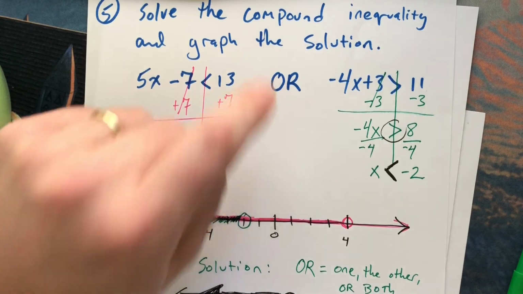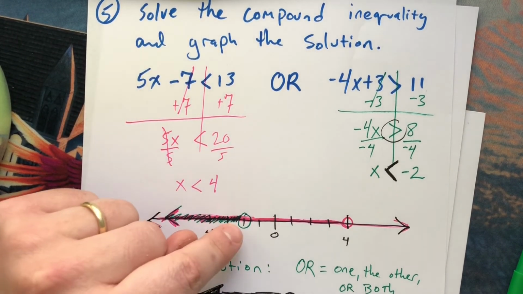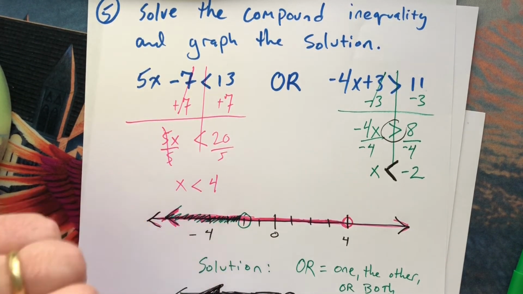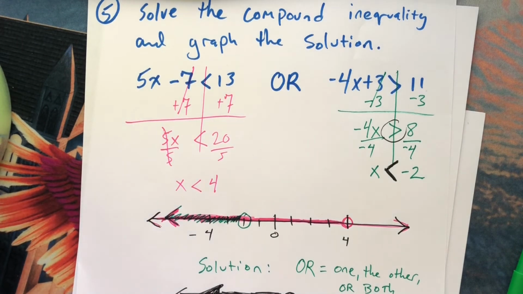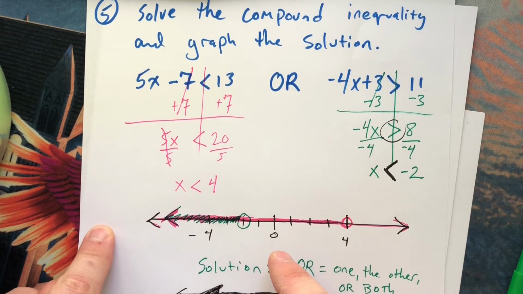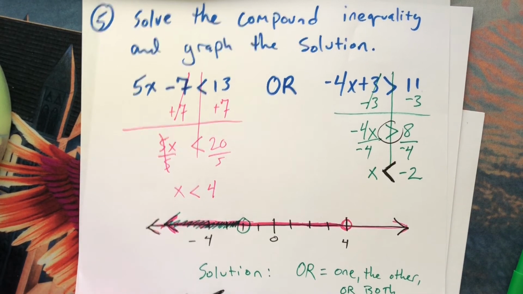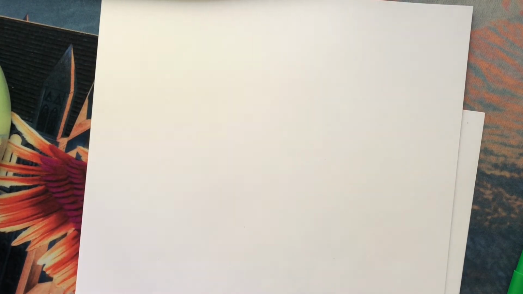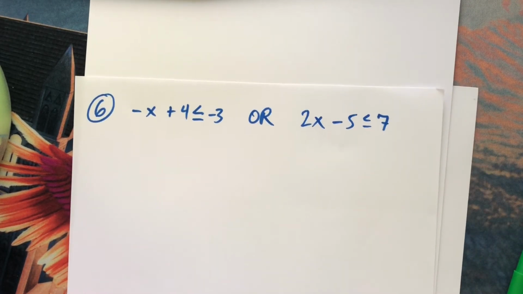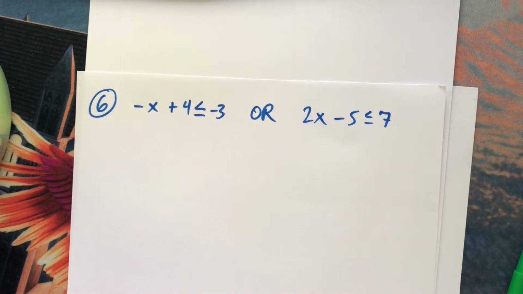Instead of saying or, if this had said and, the only amount that would count is their overlap, which would start here and go to the end. We'll get into that a little bit later, but that's something to keep in mind. I was kind of expecting those to go opposite directions like they normally do. Let's see what happens with this one.